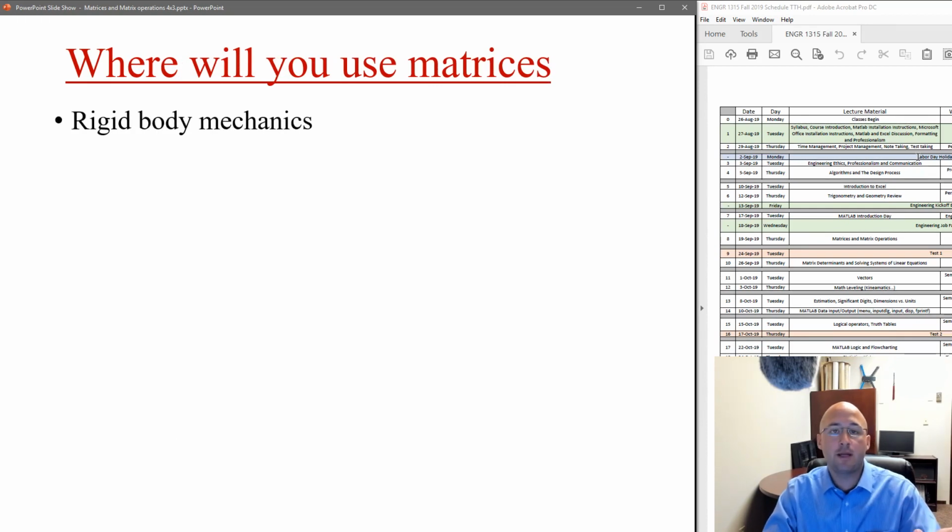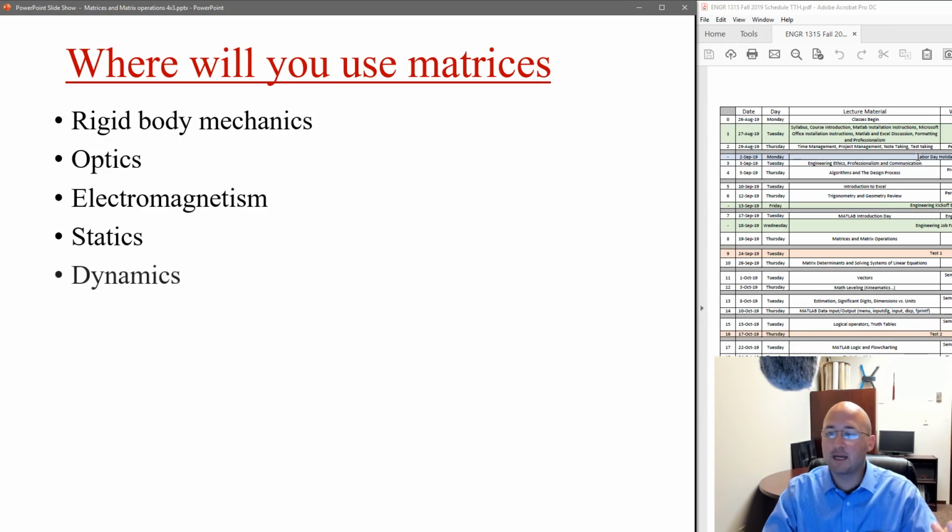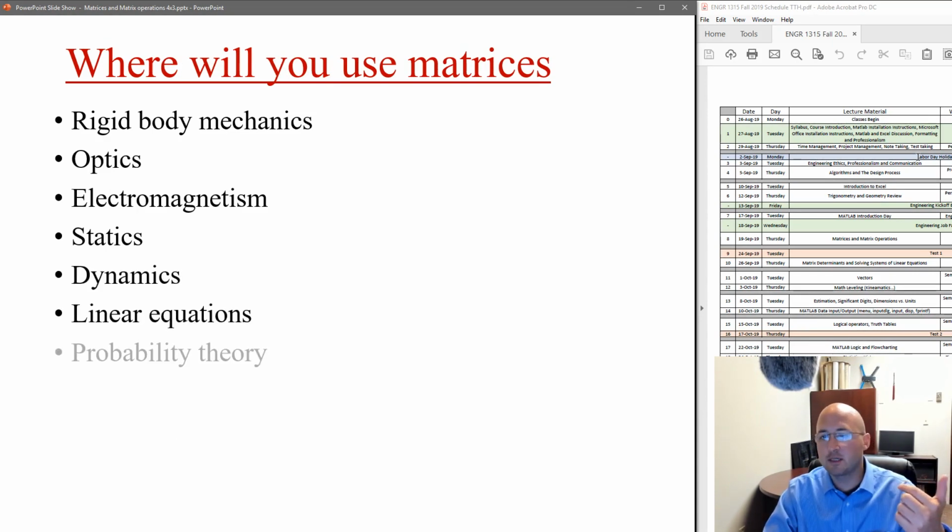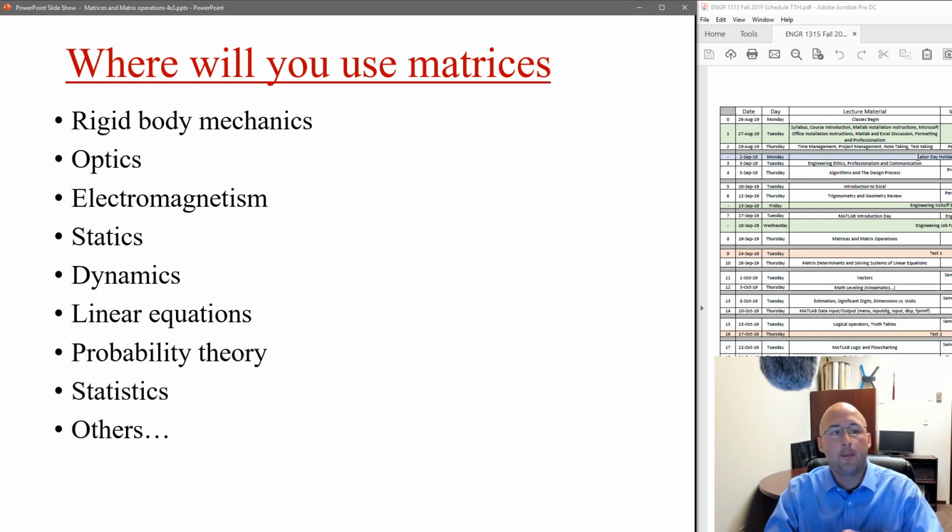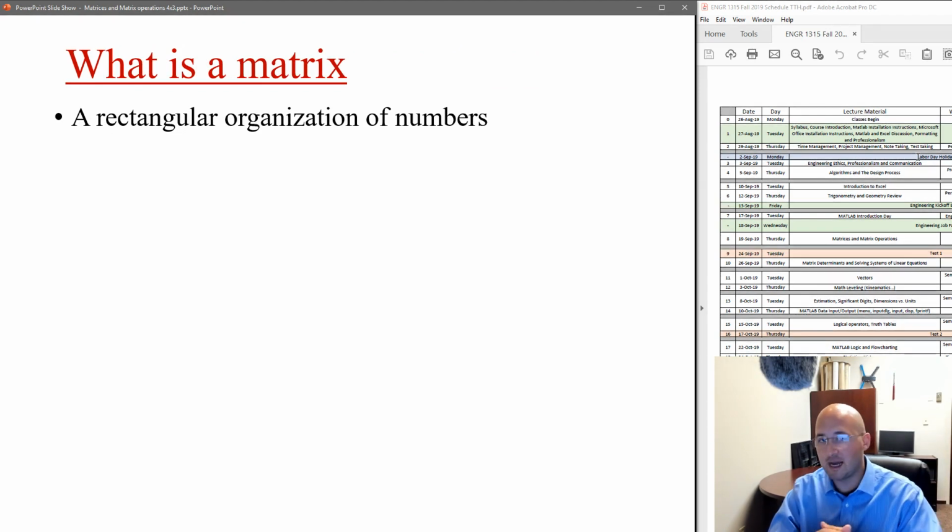So when will you see matrices in engineering? Things like rigid body mechanics, optics, electromagnetism, statics, dynamics, linear equations, probability and statistics, and a lot of other classes. But generally speaking, as I've already said, and I'm going to continue to reiterate this, a matrix is a nice, compact way of representing a large volume of information. So anytime you deal with a large amount of information, distilling it down to one object that you can reference makes things easier. Okay, it's a simplification in that regard.